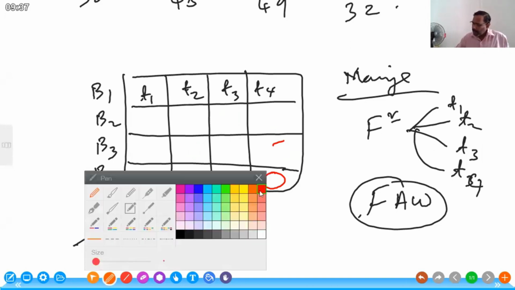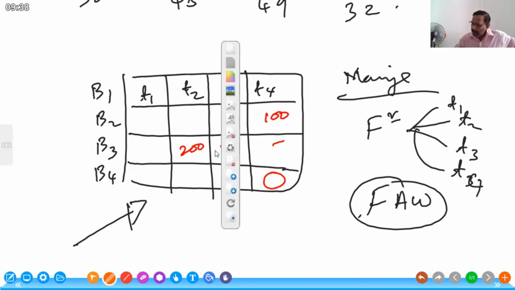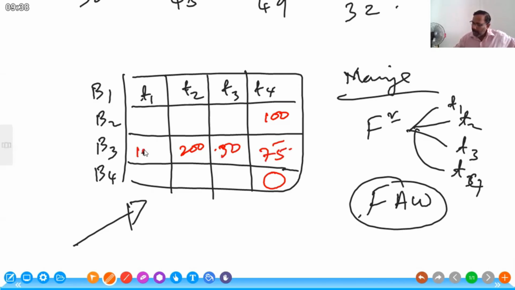So maybe the plant density is same. We say plant density is same in each part. Here maybe 100 armyworm attack. Here maybe 200 attack. Here maybe only 50 is there. Here maybe 75 armyworms. Here maybe 100 armyworms. So there's no pattern. Randomly, the numbers are random.